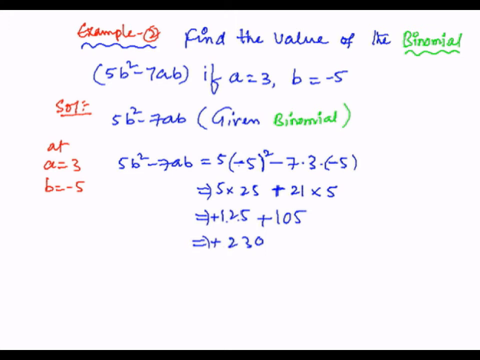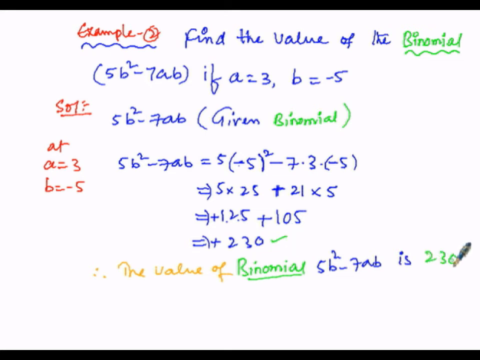So in this manner, the value of the binomial 5b square minus 7ab is just 230 with positive sign.